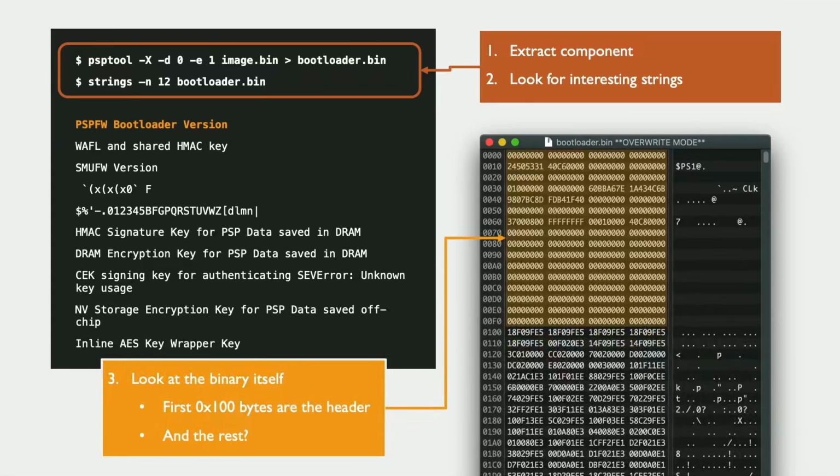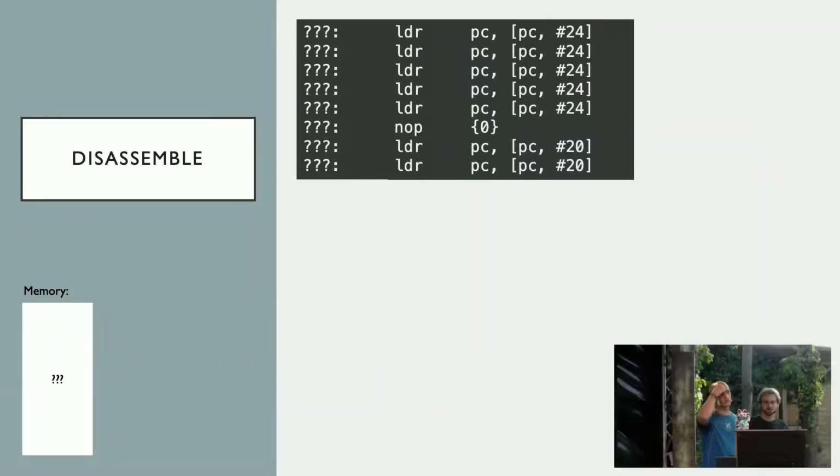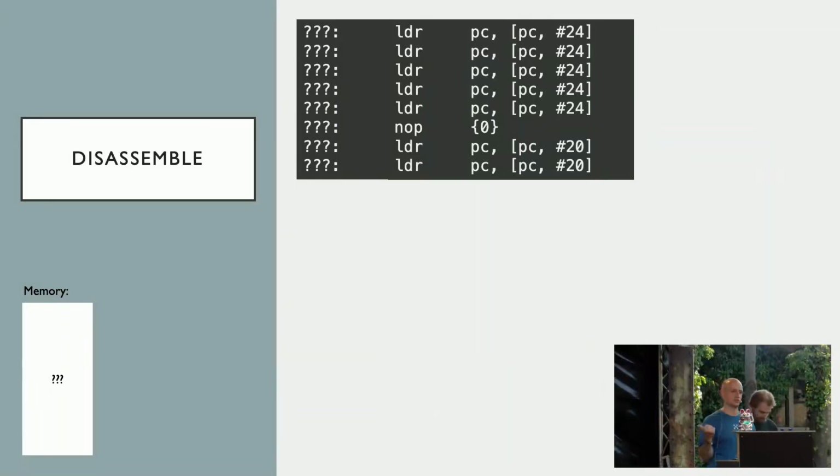As we know already, the first hex 100 bytes are just the header. So what comes after that? We took the binary and put it into a disassembler. And what you would see at the first instructions after the header is something like this. If anyone here has some experience with the ARM architecture, maybe someone already recognizes what that is. If not, here's the explanation.